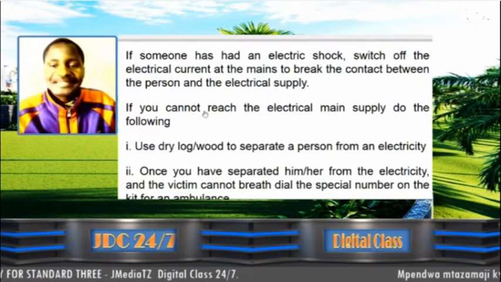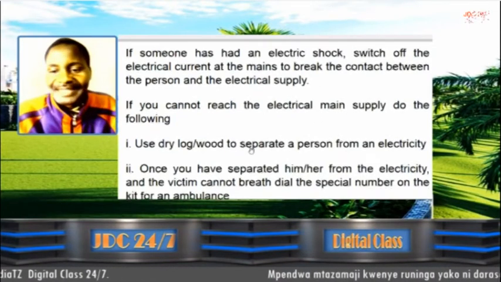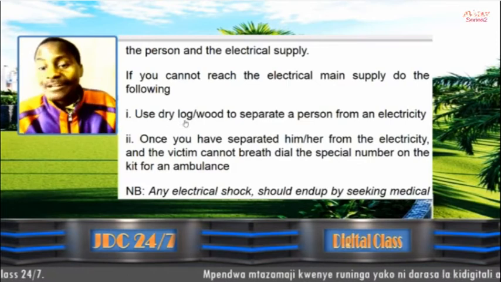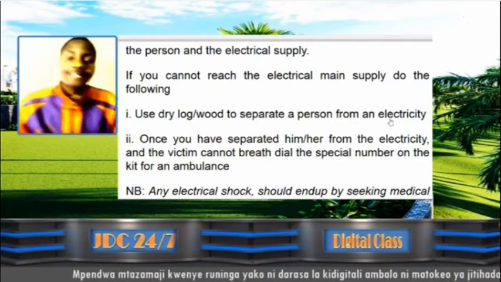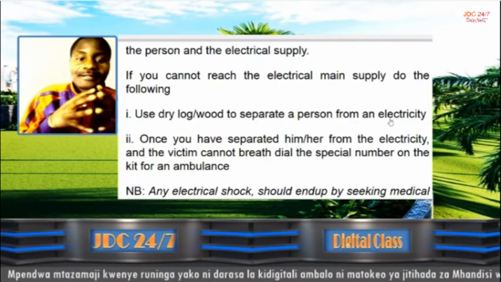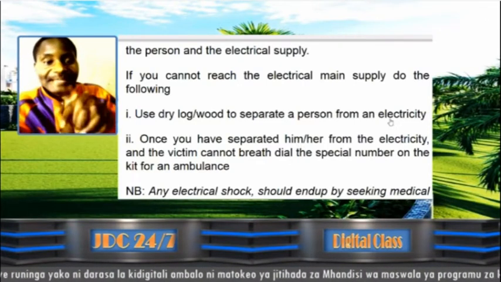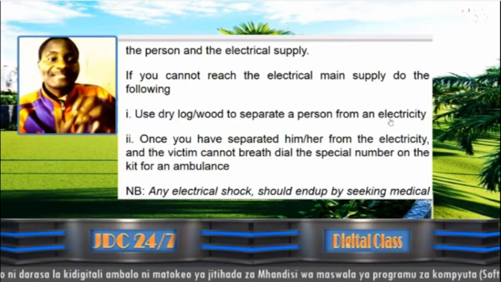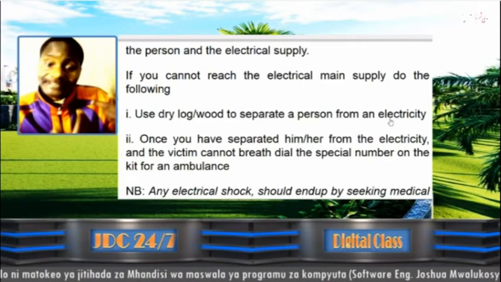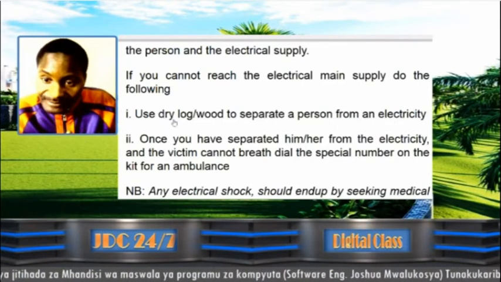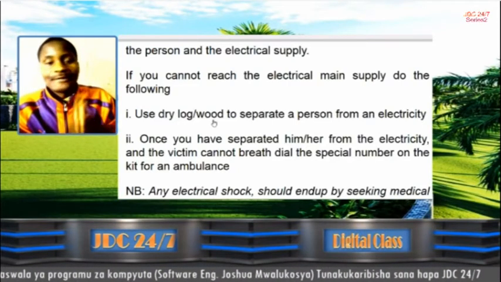Now, what if you cannot reach the electrical mains supply? Do the following. Use a dry log or wood to separate the person from the electricity. So in case someone is shocked with electricity but is still in contact with it, and you can't reach the mains, what you do is take a dry log of wood and separate that person from the electricity.